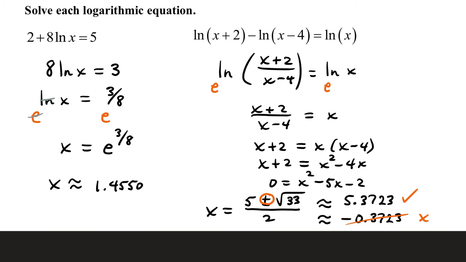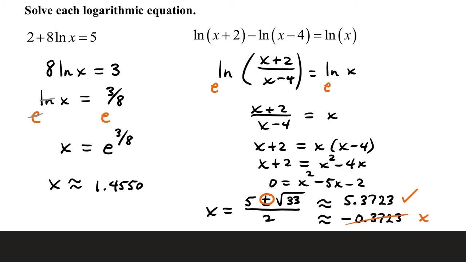Now, in order to eliminate natural log, we exponentiate both sides with an e. Natural log is log base e, so we will exponentiate with that base number e. If you get e and ln to touch, they'll cancel, so x is equal to e to the 3/8 power. This is your exact solution. Putting that in a calculator, 1.4550 is the approximate solution.